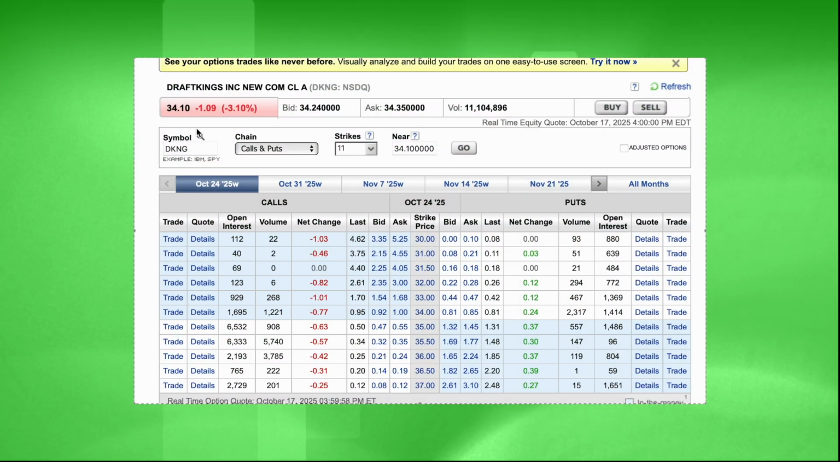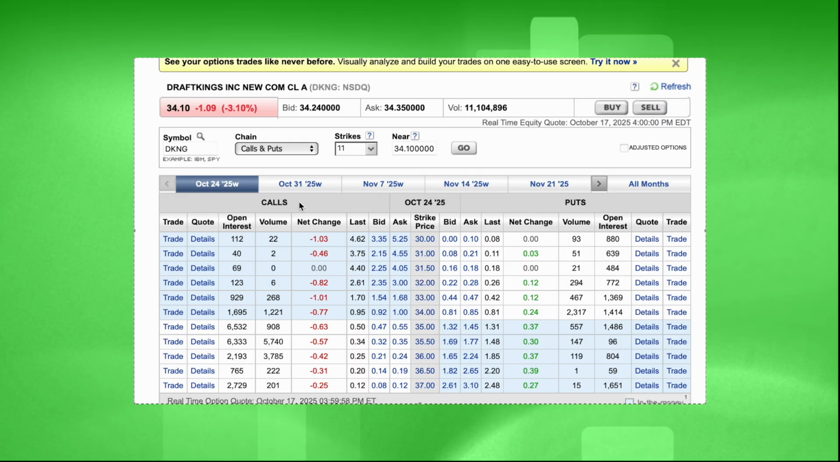Okay, so we're back to the DraftKings example, and you can see these blue lines here and these blue lines here. And then we see these white lines here and these white lines here. So what is the difference between these colors? The difference is that the blue lines are in the money. And for calls, that would mean that the stock price is either at $34 or above it. So we see the $30 price is in the money because DraftKings is at $34. So that's in the money. And the same thing with the 31, the 31.50, the 32, the 33, and the 34.